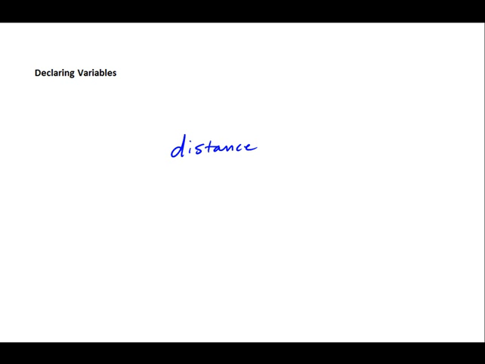It's a distance. Suppose we have another program that performs nutritional calculations, and one of the pieces of data that it stores in memory is the number of calories for a particular food item. Well, we would need a variable to hold that data, and we might name that variable calories.